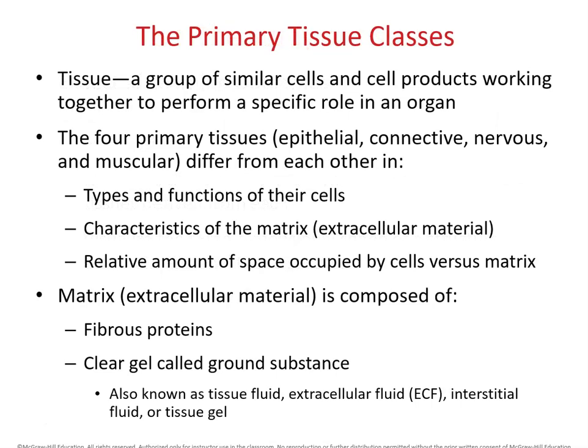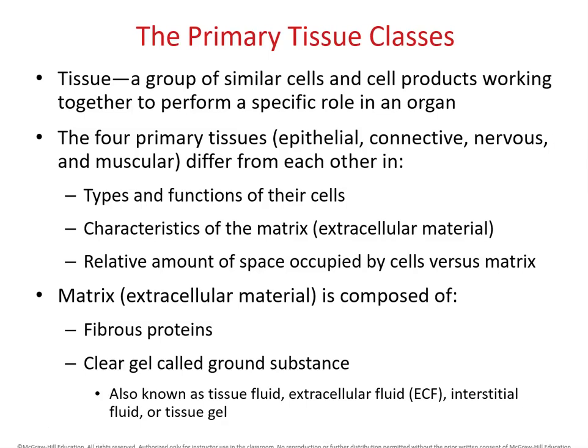So, a little bit of a review. A tissue is a group of similar cells that all work together to help an organ function. Like we said, there are four different types of tissues. We have epithelial tissues, connective tissues, nervous tissues, and muscular tissues.